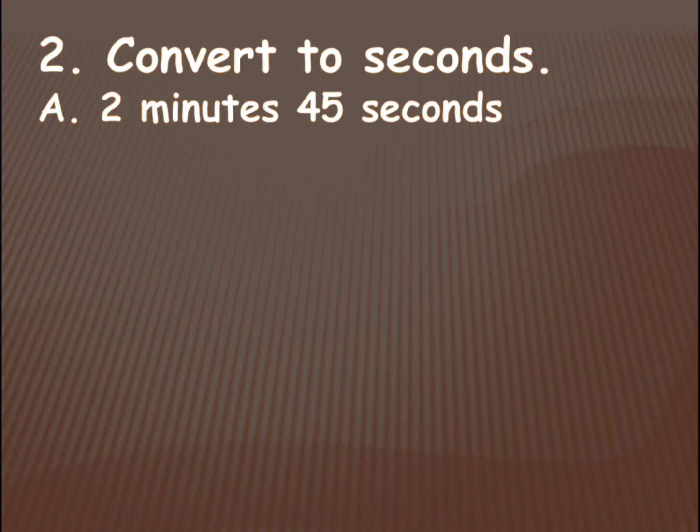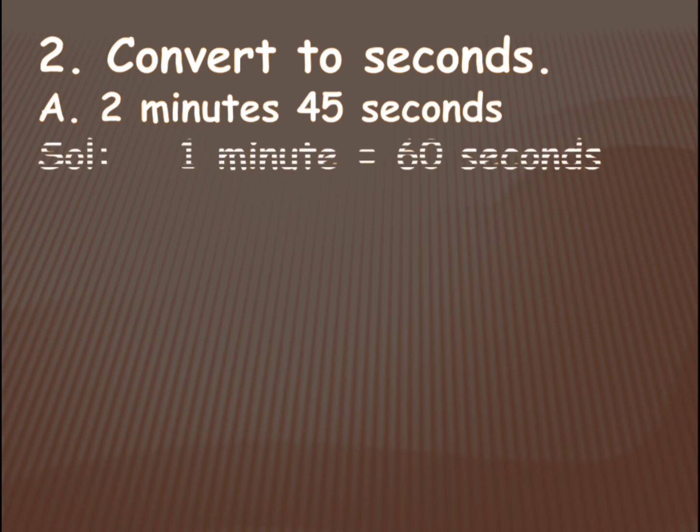So here minutes are given, we have to convert into seconds. Here it is a combination of minutes and seconds. It is 2 minutes 45 seconds. So here you need to convert the minutes into seconds. Seconds are already in seconds, so you need not convert them. Let's separate the minutes and seconds first.